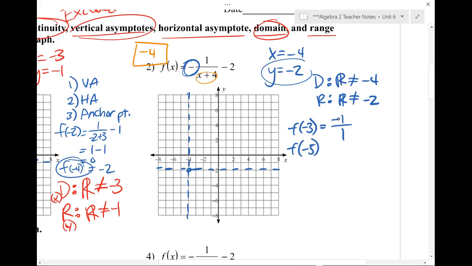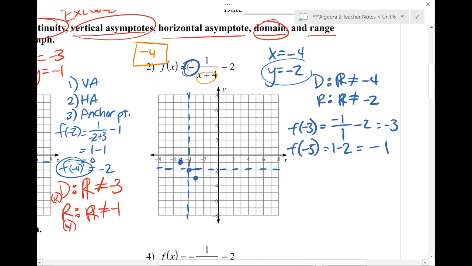So now I know that this number is actually -1 minus 2. So -1 minus 2 is -3. And then if I plug in -5, -5 plus 4 is -1. But then I also have this negative out here, so then it becomes positive. So now it's 1 minus 2, which is going to be -1. So now let's plot those points. So now at -4 and -3, and at -5 and -1.